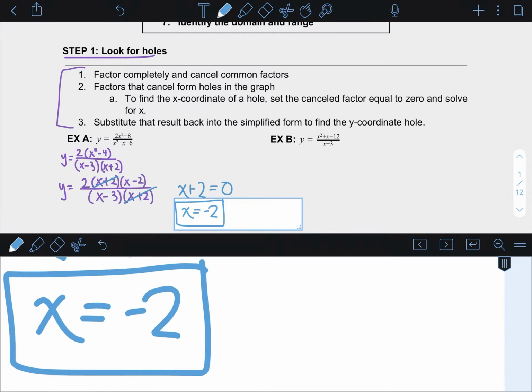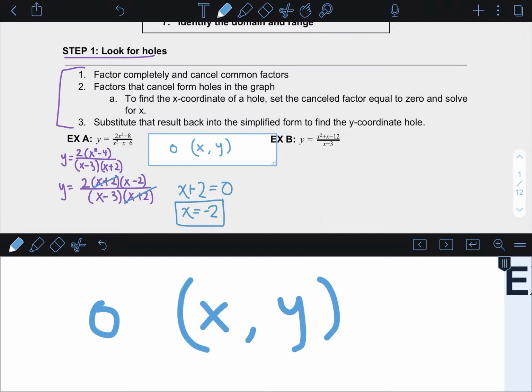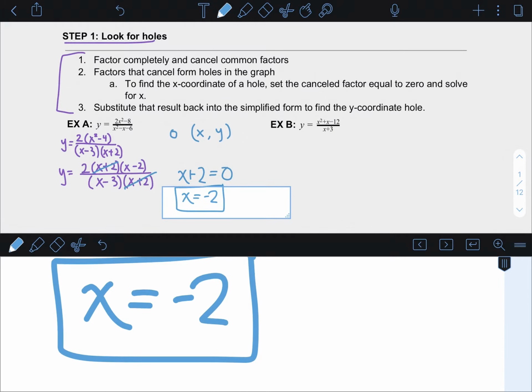We get x equal to negative 2. That is telling us the x coordinate of the hole. Because the hole is taking place at a point, we need to have an x and y coordinate in order to have a hole. So we have figured out the x coordinate, we need to find the y coordinate.